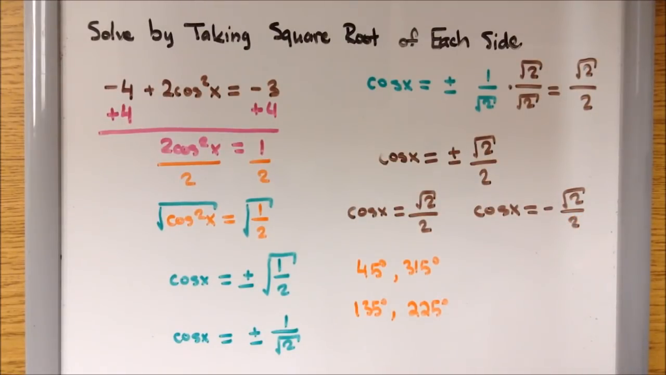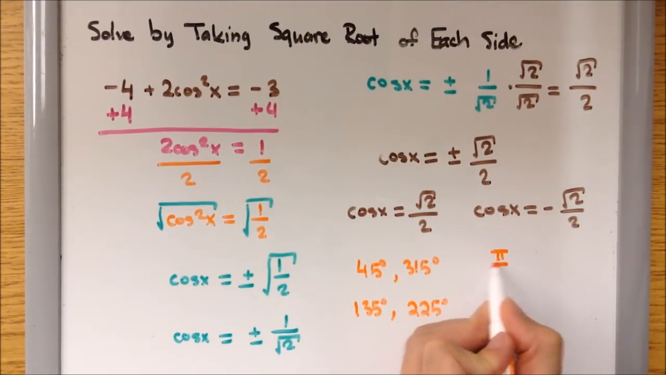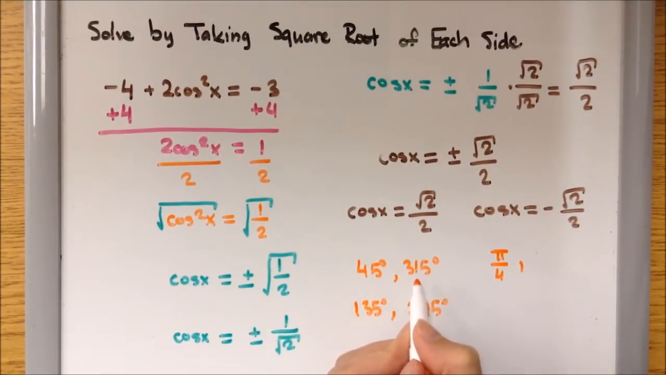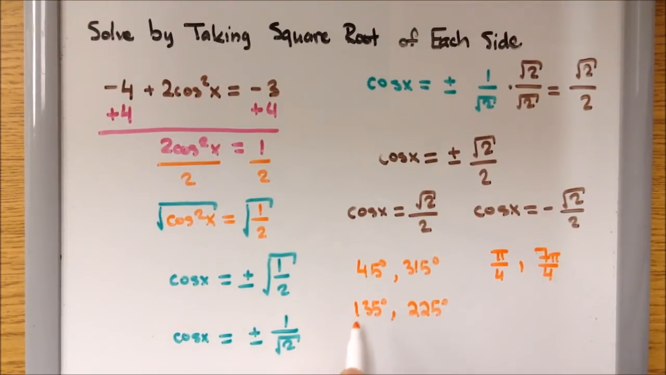Now, if I were to ask you the radians, the radians equivalence for 45 degrees is pi over 4. The radians equivalence for 315 degrees is 7 pi over 4. The radians equivalence for 135 degrees is 3 pi over 4. And then the radians equivalence for 225 degrees is 5 pi over 4. So there's my answer for radians.